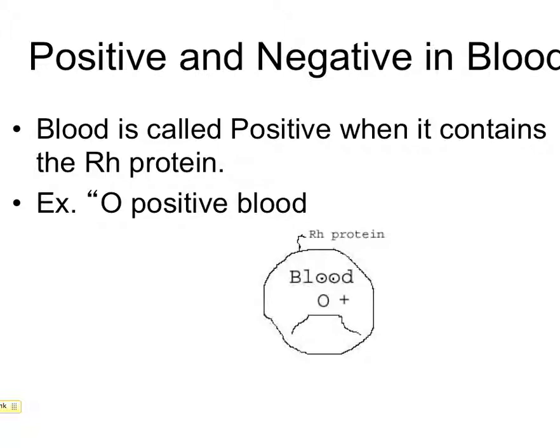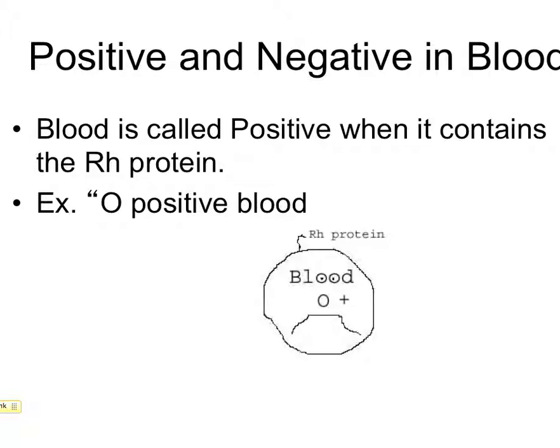Now, when you hear blood being talked about in shows like ER or other medical shows, a lot of times they don't say, give me A blood, they say A positive blood or A negative blood. Well, this comes from an Rh protein. So O positive blood means that it has no A or B proteins, but it does have the Rh protein, making it positive. If it's O negative, that means there's no Rh. Negative, no Rh. Positive, there is an Rh.